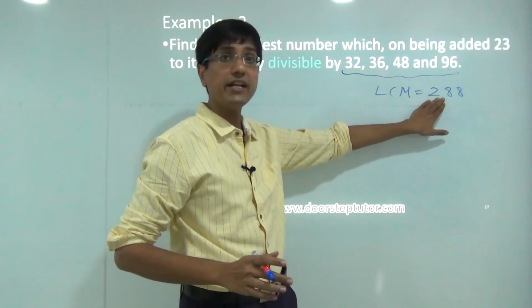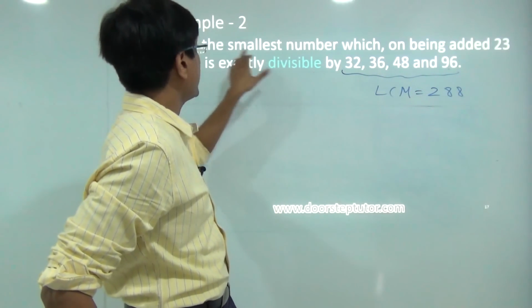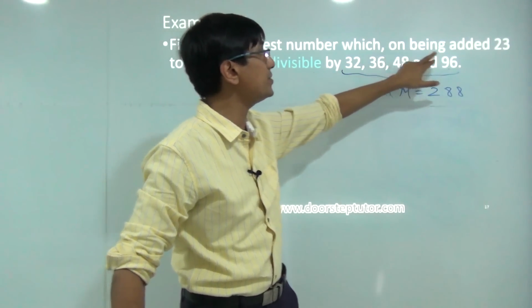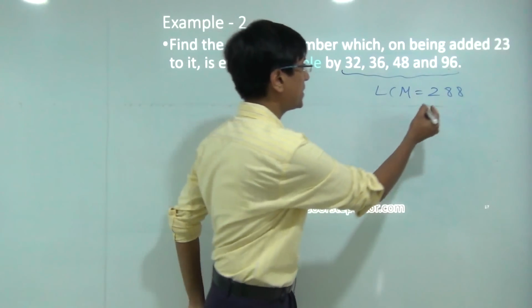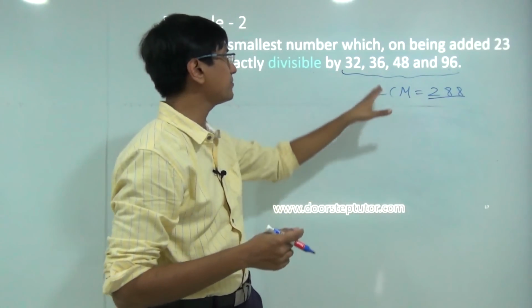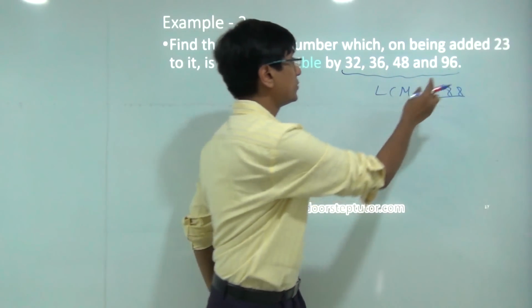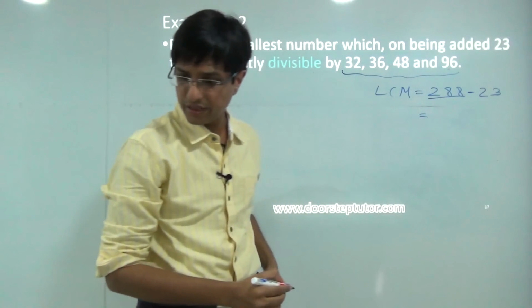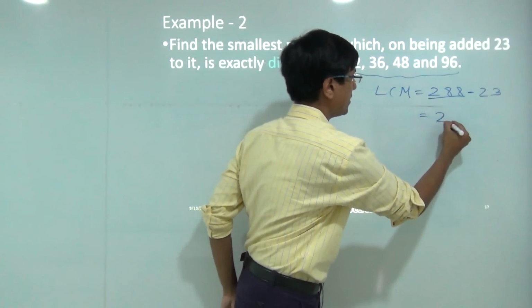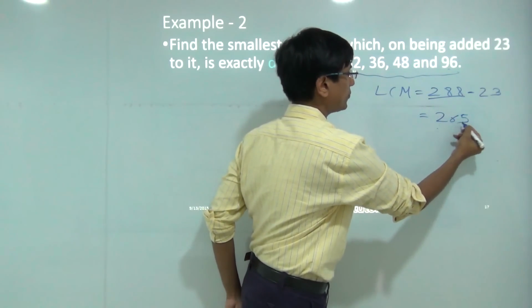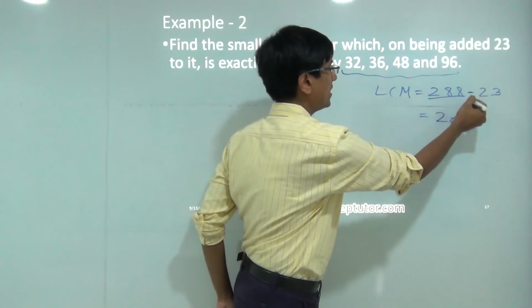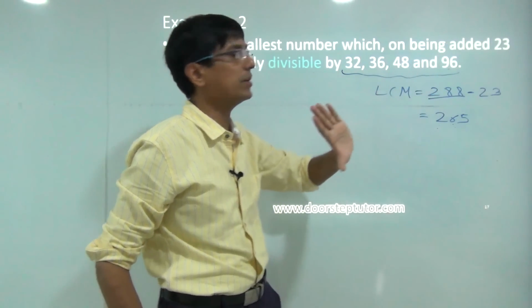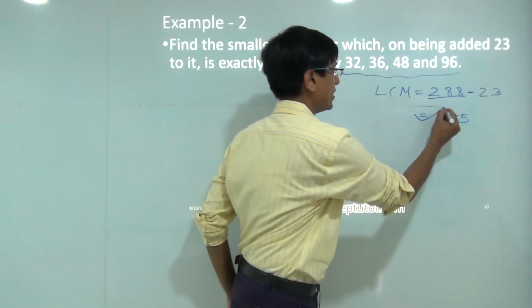Now 288 is 100% divisible, but I am not interested in 288. I am interested in finding the number to which when I add 23, it becomes the LCM, it becomes divisible by these numbers. So if I do 288 minus 23, which is equal to 265. If I add 23 to 265, I get 288, which is 100% divisible by these numbers. So the answer is 265.